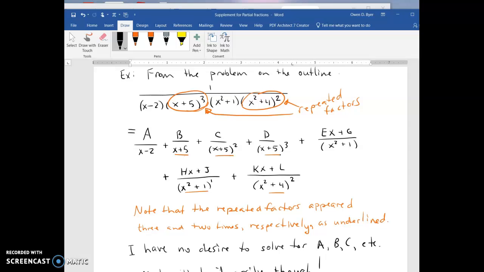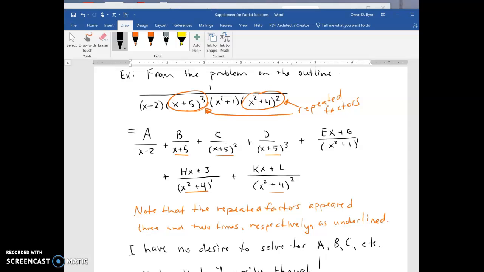On the other hand, the x squared plus 4 to the 2nd power, this is a careful distinction, that's a quadratic. So our numerator has to be, here's our first one, x squared plus 4 to the 1st. Our numerator has to be a linear term, ex plus g. And then this is an x squared plus 4 right here. Then this one, hx plus j, using more letters of the alphabet, that's x squared plus 4 to the 1st, and then we need an x squared plus 4 to the 2nd, because that one appeared twice.